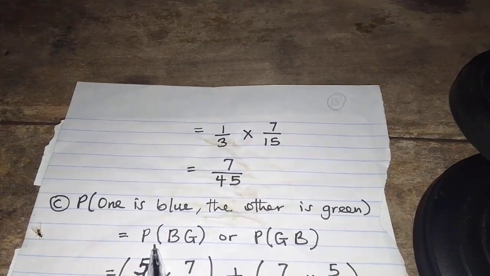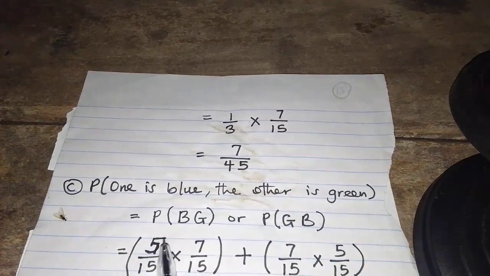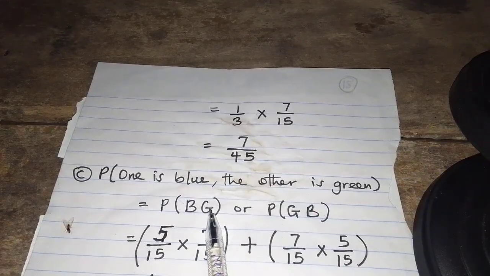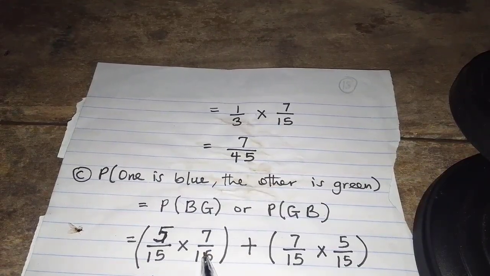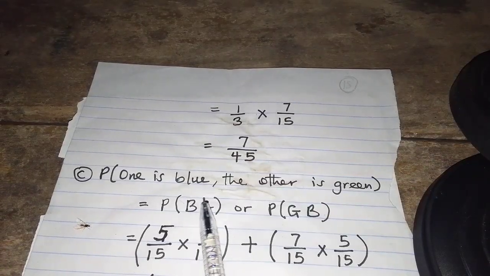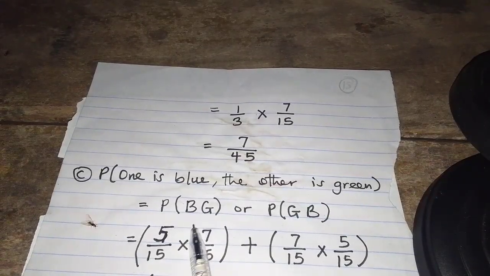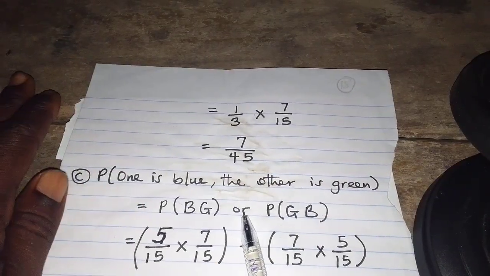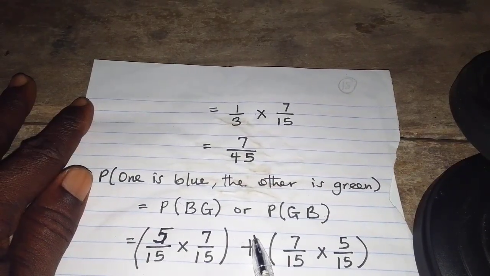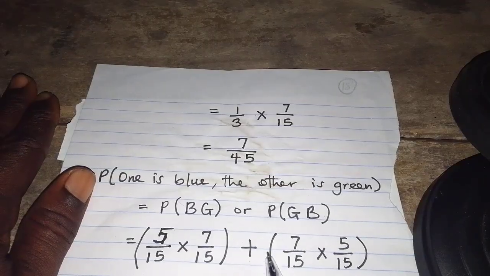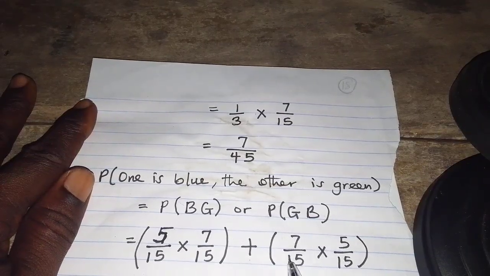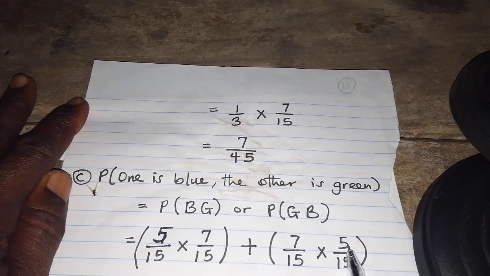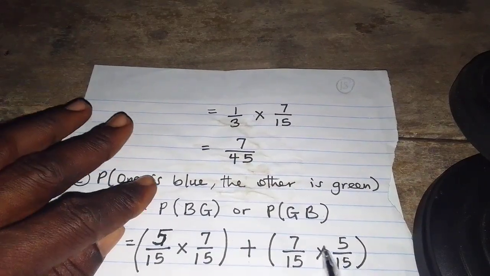So the probability of blue and green is what? Blue is 5 over 15. The probability of green is 7 over 15. Because it is blue and green, you multiply them, because both of them are happening together. Because you're having or, that means you add the probability, plus the probability of the green coming first, which is 7/15, times the blue coming next, which is 5/15. So you multiply it.